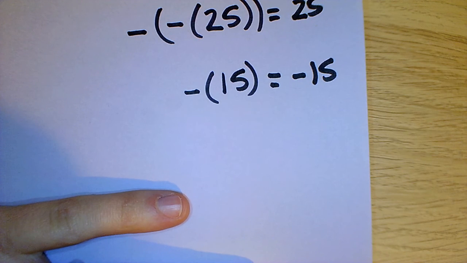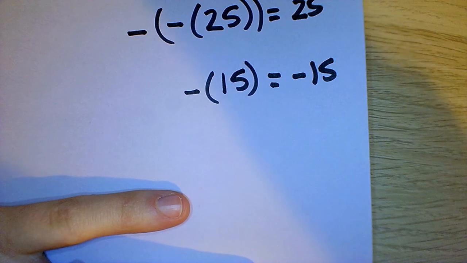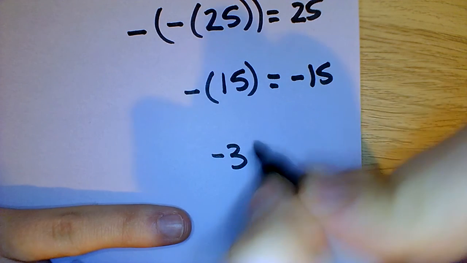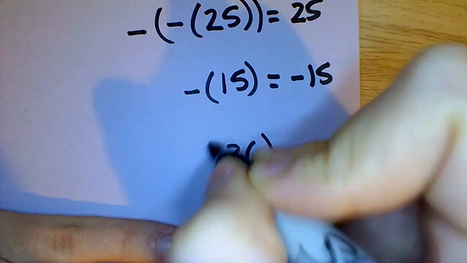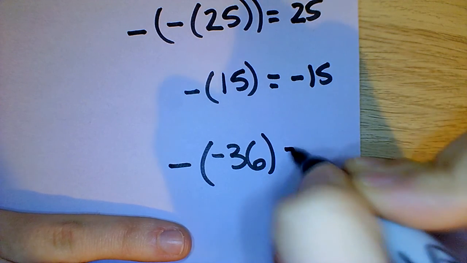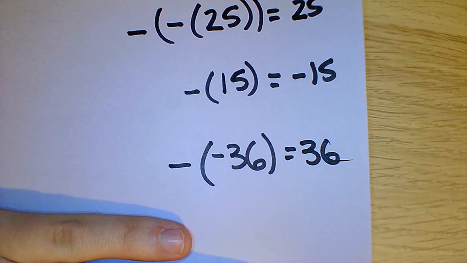And the last one, which equation represents the opposite of -36? So here is -36, and then we write its opposite. The opposite of -36 is +36.